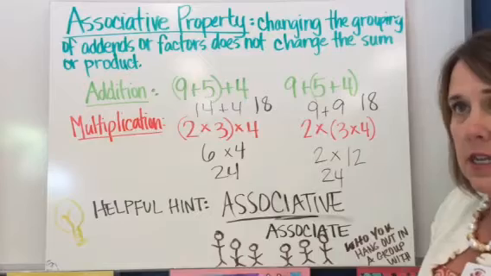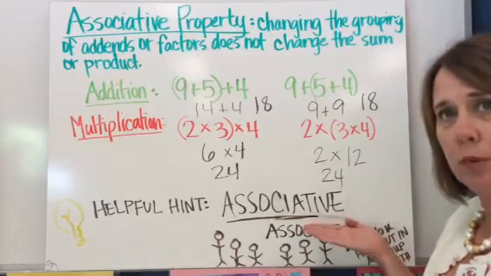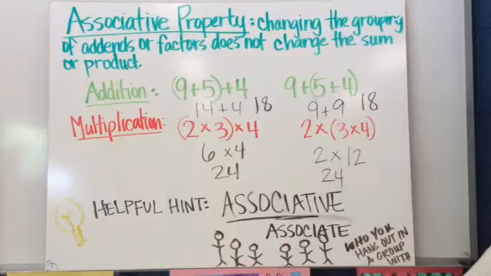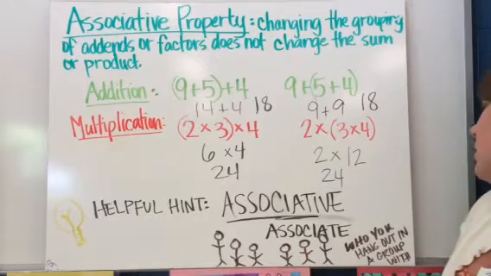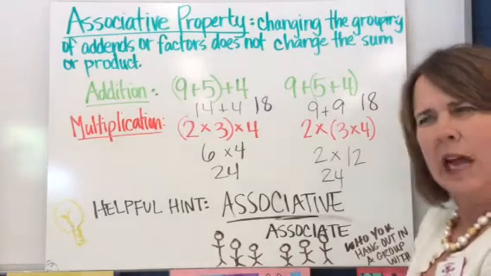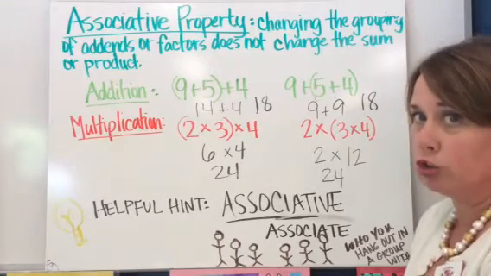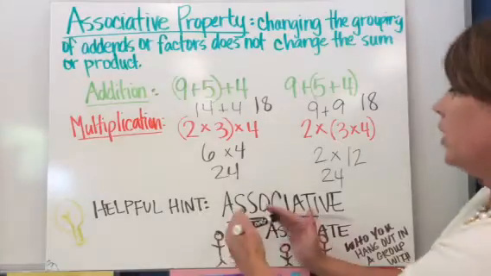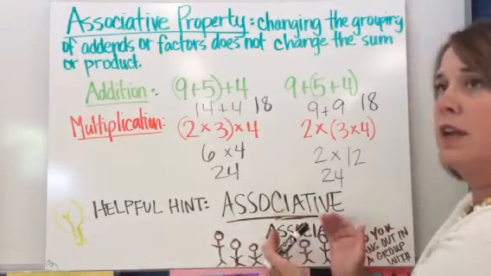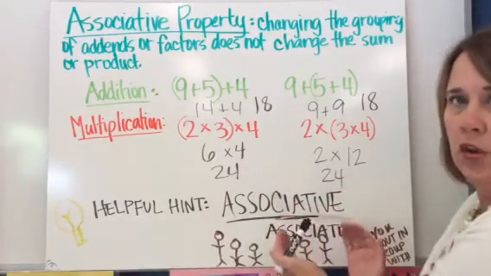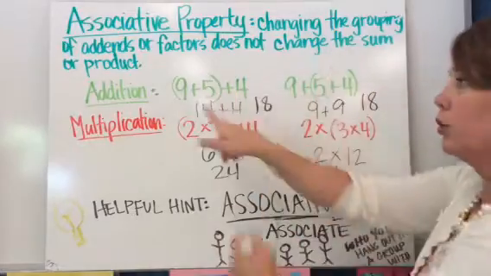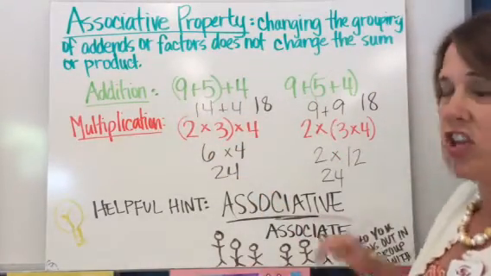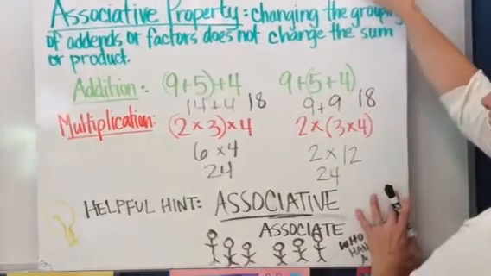So a helpful hint to remember the associative property is who you associate with, who you hang out in a group with. Sometimes your parents may say, I don't really know if I want you to associate with them because maybe they're not a good influence on you. And so associating is a grouping in one way or another. And when you associate or group in addition and in multiplication, it doesn't change the value of your answer.